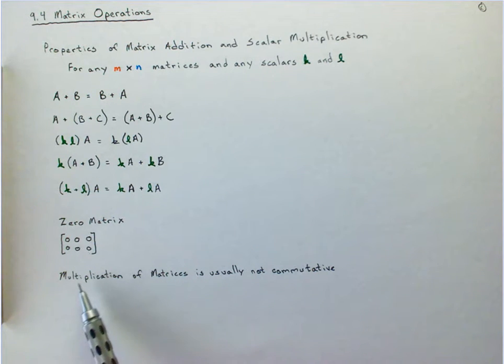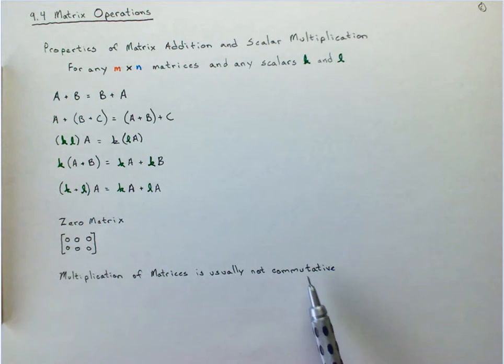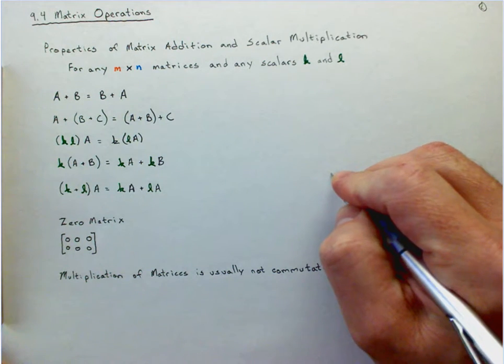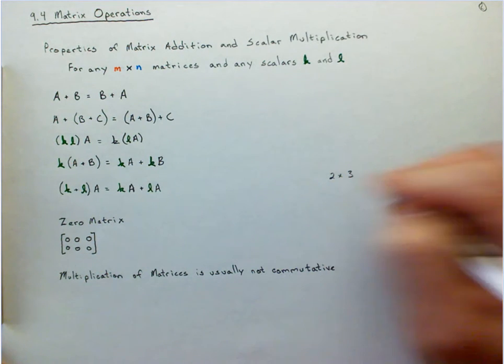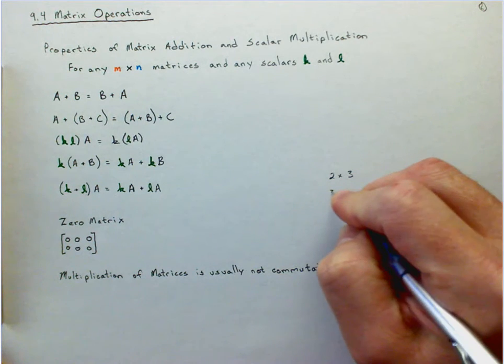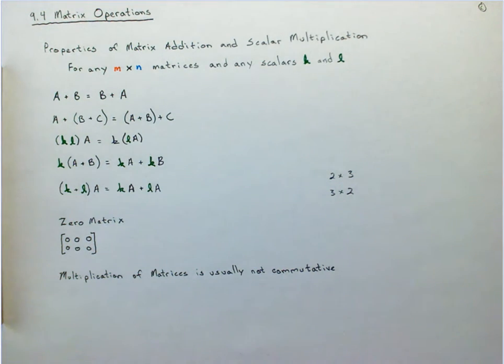And for what we're getting ready to do, I would like to point out that multiplication of matrices is usually not commutative. In general, whenever I just talk about basic multiplication, if I say 2 times 3 and 3 times 2, well, it's commutative. Multiplication is commutative. But for matrices, it is not. So it's important to be aware of that. And otherwise, guys, that is scalar multiplication.